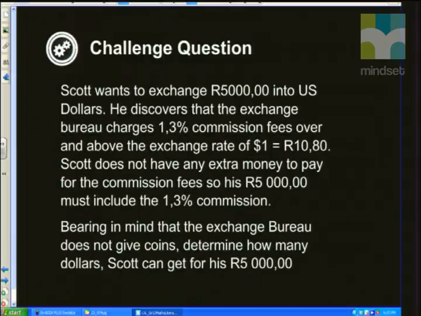Our challenge question for today is this. Scott wants to exchange 5,000 Rand into US dollars. He discovers that the exchange bureau charges 1.3% commission fees over and above the exchange rate of $1 is equal to 10 Rand 80. Scott does not have any extra money to pay for the commission fees, and so his 5,000 Rand must include the 1.3% commission. Bearing in mind that the Exchange Bureau does not give coins, determine how many dollars Scott can get for his 5,000 Rand.